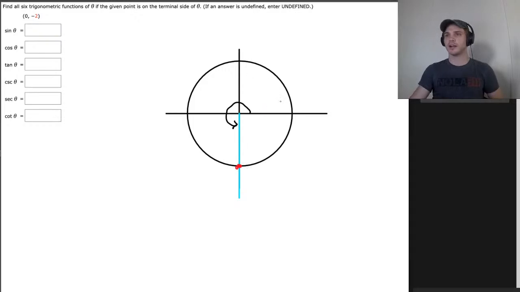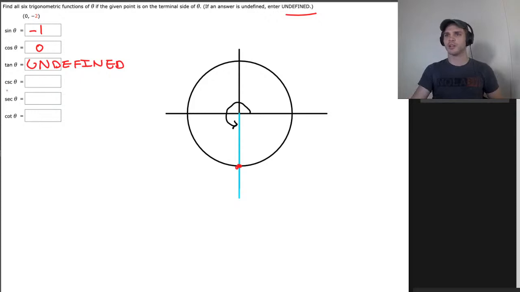Well, I can look at this and evaluate these things using my unit circle knowledge. So this is 270 degrees, or 3 pi over 2. So sine of this is -1. Cosine is 0. Tangent is undefined. And it says to enter it like that.